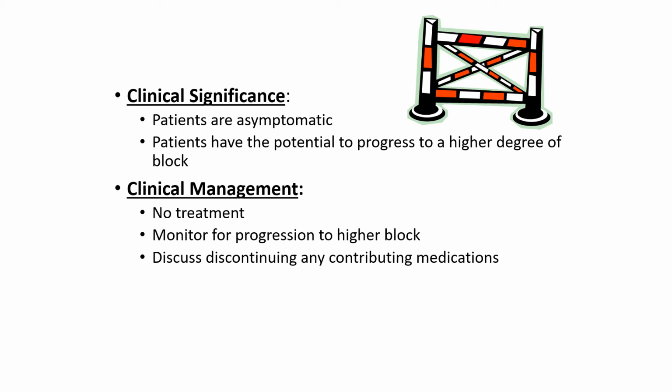The clinical significance: usually your patients, if they're asymptomatic, it's not a problem. You may not notice it, but it can progress to a higher degree block. The treatment, usually there isn't any unless the patient is showing signs of bradycardia, because oftentimes you will see a first degree AV block in a bradycardia. But again, if it is new to the patient, you might want to do a medication reconciliation, identify what would potentially be causing the AV block, and monitor that patient to make sure that they do not progress to a higher grade AV block.